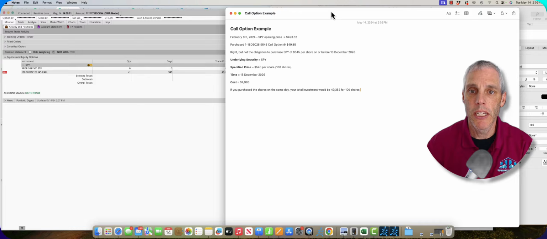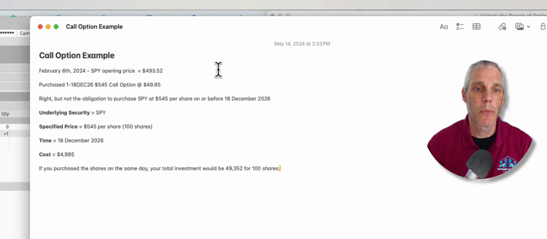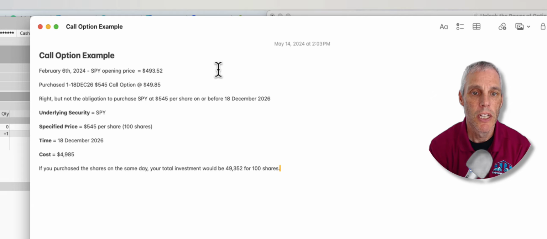So here's the call option example. February 6th, the opening price of SPY was $493.52. So you can see I purchased that call option. That call option gives me the right, but not the obligation, to purchase SPY at $545 per share on or before 18 December 2026. So going back to your workbook, you would look at what's the underlying security?